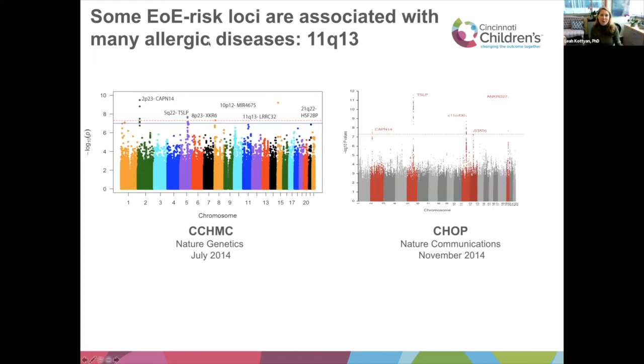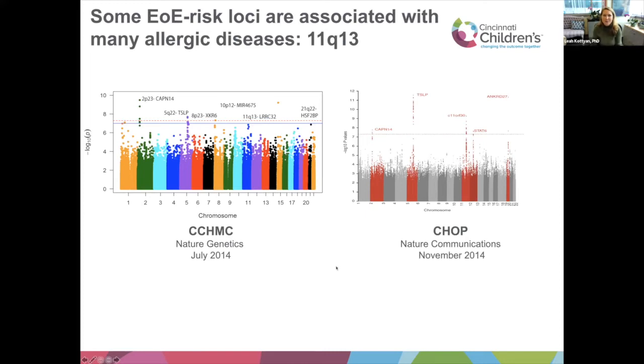For some EoE risk loci, there's an association with many allergic diseases. This is true for a locus that was identified both in Cincinnati and at the Children's Hospital of Philadelphia when they were doing similar studies. This 11q13 locus, which in my previous slide I named LRRC32 and MC, the Philadelphia group named C11ORF30, which is another name for one of those genes. But it really shows why we decided to use chromosomal positions and not always gene names.